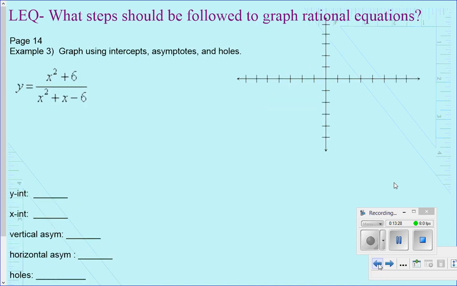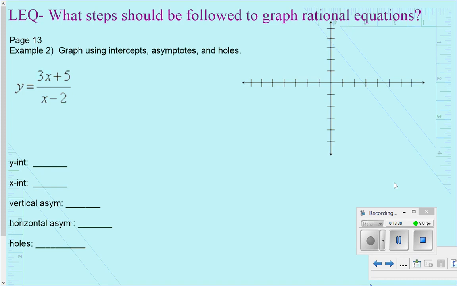So we then went back and we looked at example number 2. The only reason I did that was I definitely wanted to get to that last example, and time-wise we were kind of cut short today. So next we took a look at this. Once again, you start by factoring if you can, simplifying if you can. Looking at this equation, it does not factor, it does not simplify. Because I can't cross off any common factors, that means there's no holes.